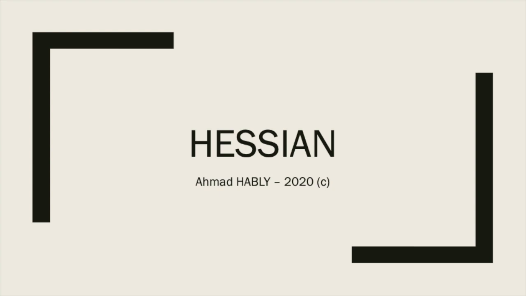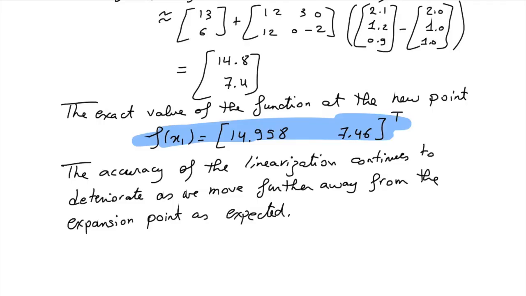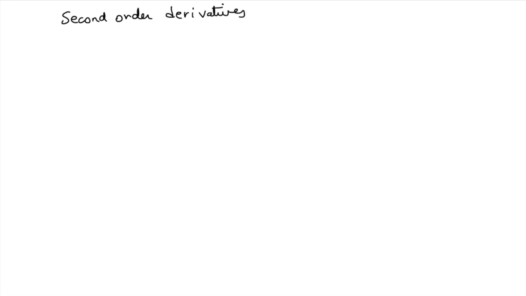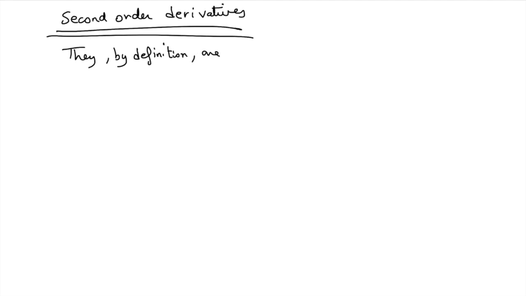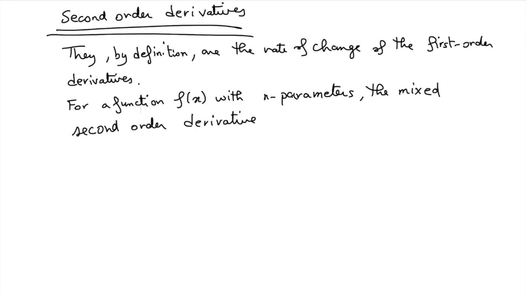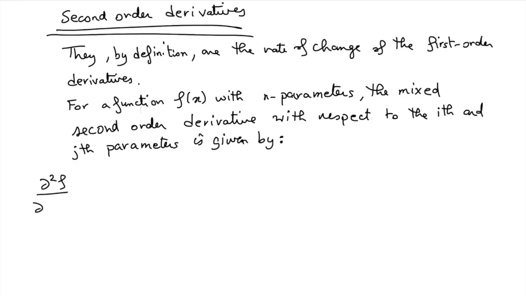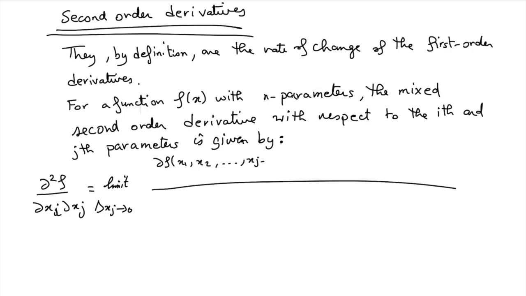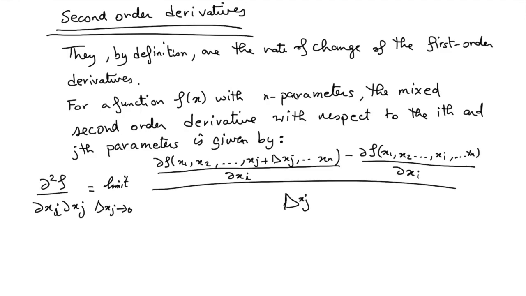Now we will talk about the Hessian, or the second derivative. Second order derivatives, they, by definition, are the rate of change of the first order derivatives for a function f of x with n parameters. The mixed second order derivative with respect to the ith and jth parameter is given by this expression. So it is the limit of the difference here of the first order derivative. So here we write the formula over delta xj.